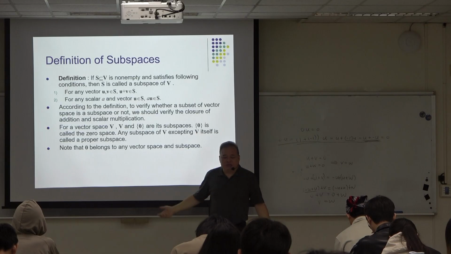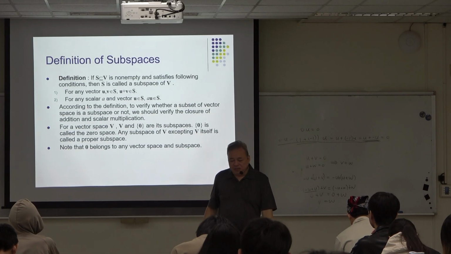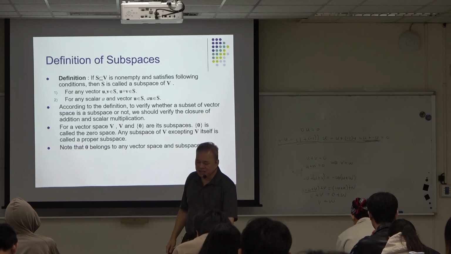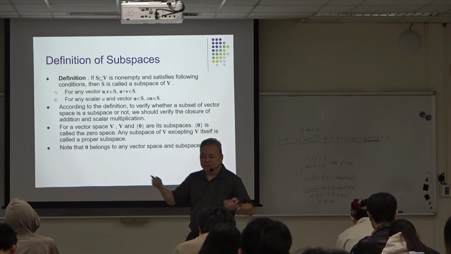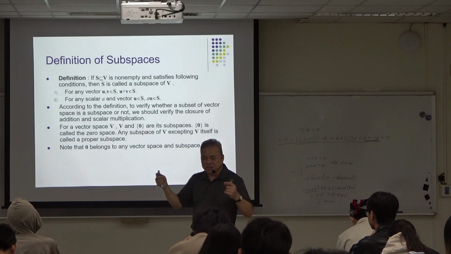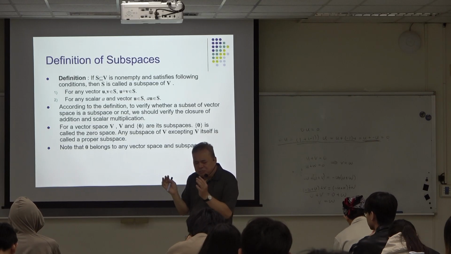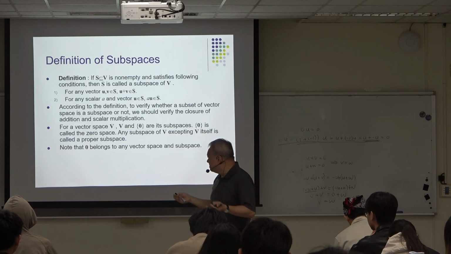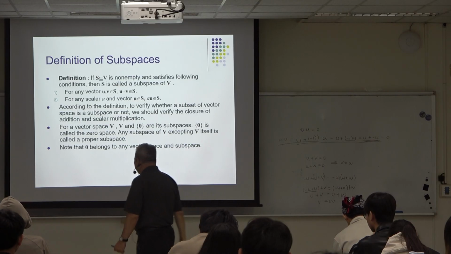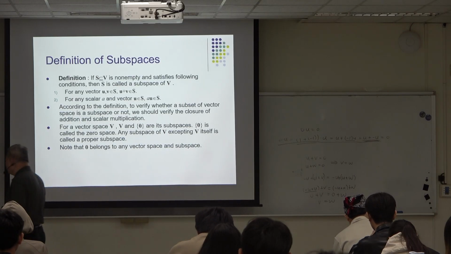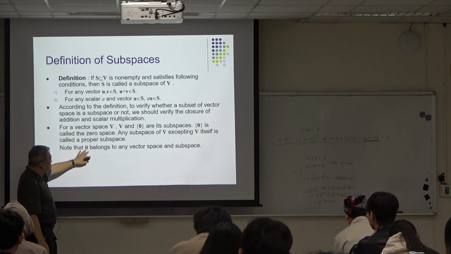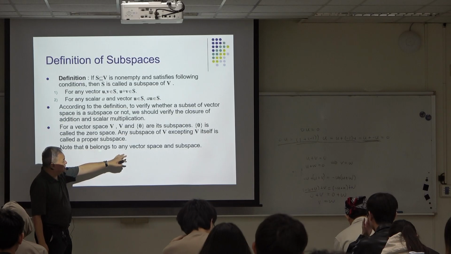I mean, this is just like a subset, right? If you call a set a proper subset of another set, they have to be different, right? The proper subset has to be smaller than the original set, right? So the proper subspace is similar, okay? And also, zero belongs to any vector space and subspace.